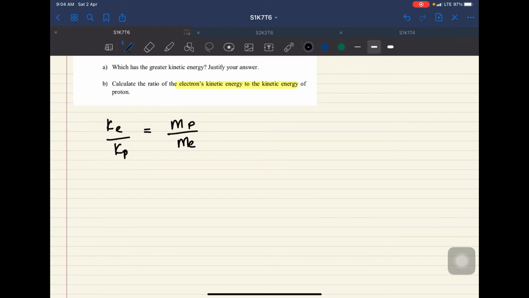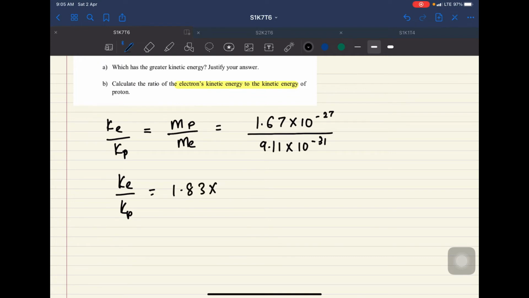Anyway, now you have to check the values for mass of proton. It's a constant. You can check it on the list of constants. It will be 1.67 times 10 to the negative 27. I use this value, and then it will be over 9.11, which is the mass of electron, times 10 to the negative 31. Use the SI unit so that you will get Ke over Kp. Because this is a ratio, the final answer wouldn't have any unit. It is 1.83 times 10 to the power of 3.